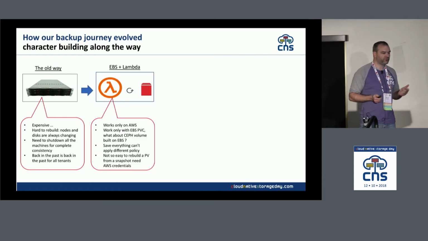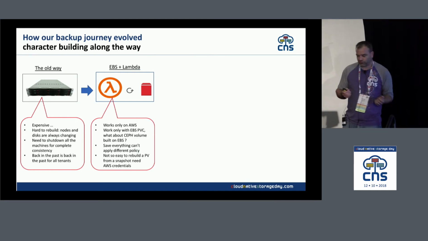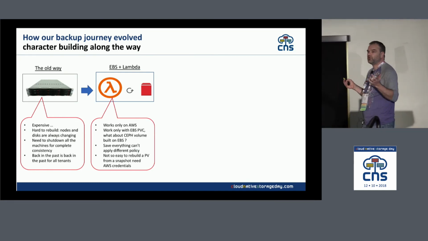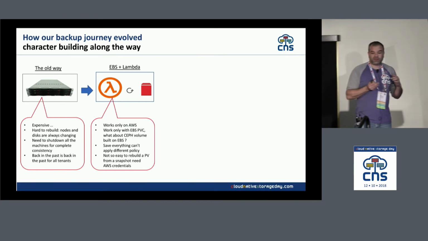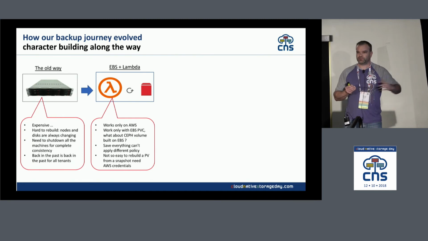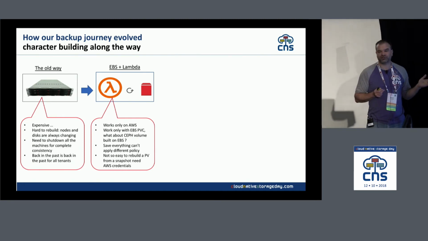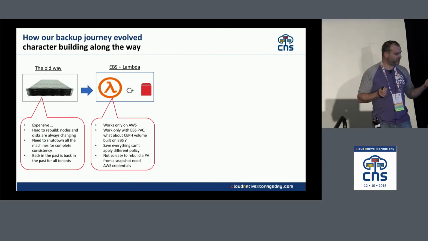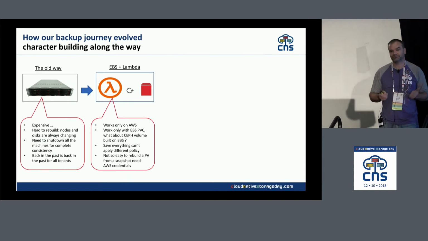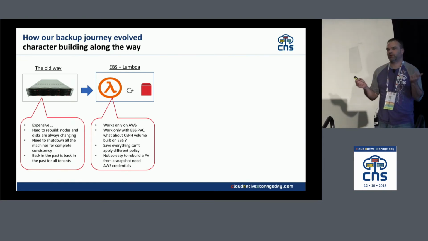Then we moved to another solution because we were mainly using AWS. We start to use Lambda. So what did the Lambda do? Simple as that. It was working on all the EBS volumes and make a snapshot of all of them. But this solution has also its limit. First, it only works on AWS, which is something that we're not very smart when you say it's very important to be mobile.